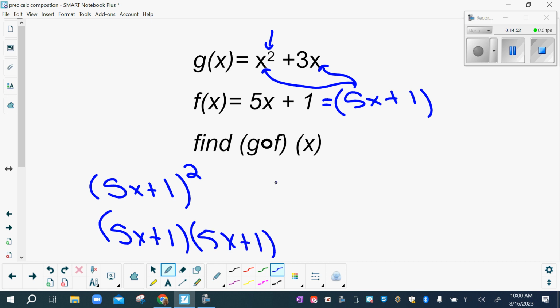And then don't forget the 3 has to do a little baby distribution too. You've got some chunky math there. I'm going to give you a minute. You got this, you got this. It doesn't get hard.